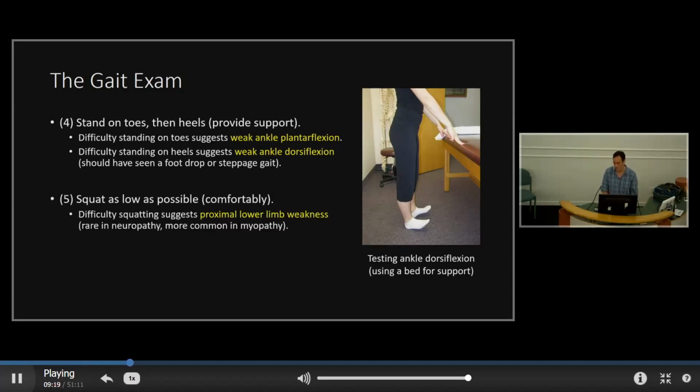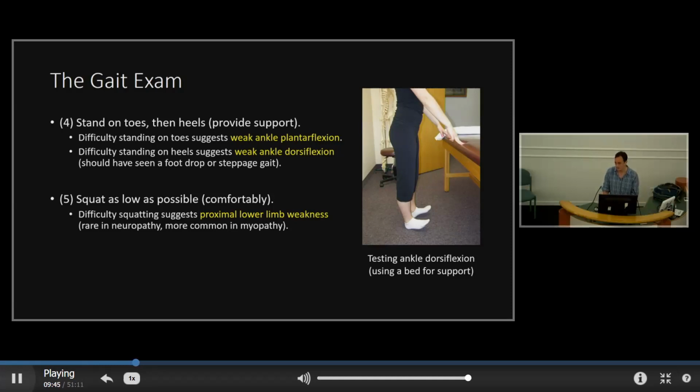The 5th one is aimed at myopathy mainly. You get the person to squat comfortably. If they have difficulty doing a squat, then you have to grade it for age and how much muscle mass they have and so on. But if they can't do that to a degree that you think they should be able to, it suggests proximal lower limb weakness, and more commonly a myopathic process would be suspicious there. So that's the gait exam.